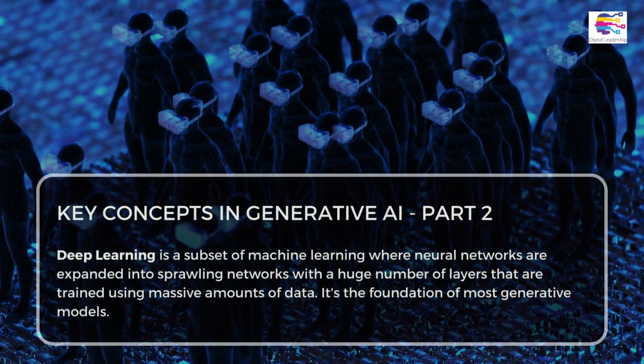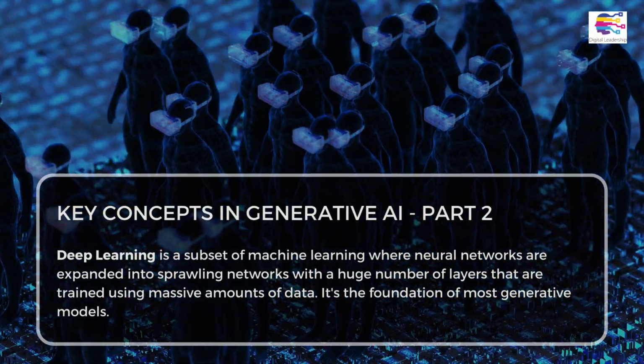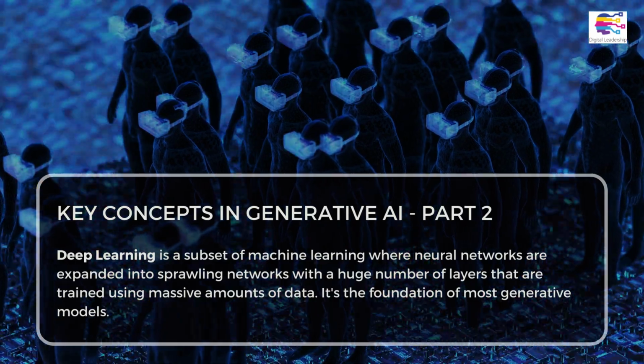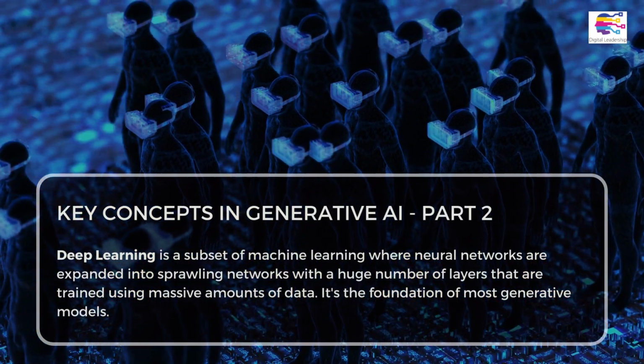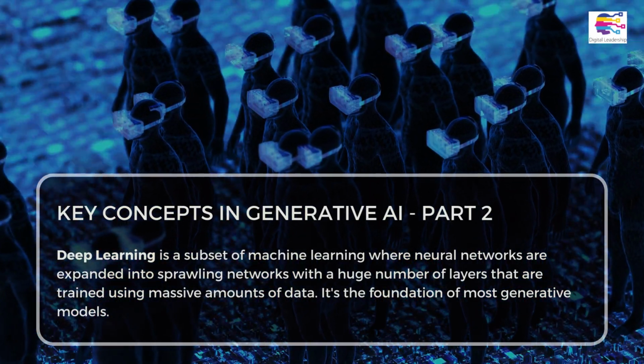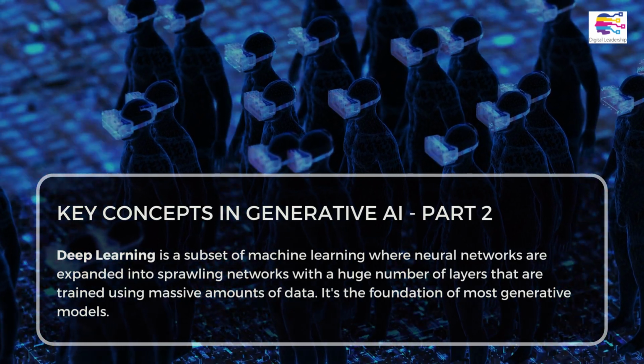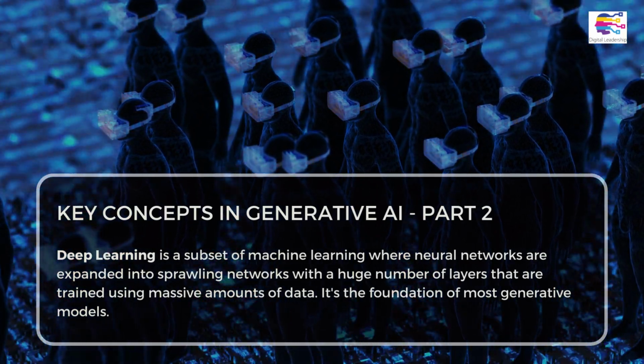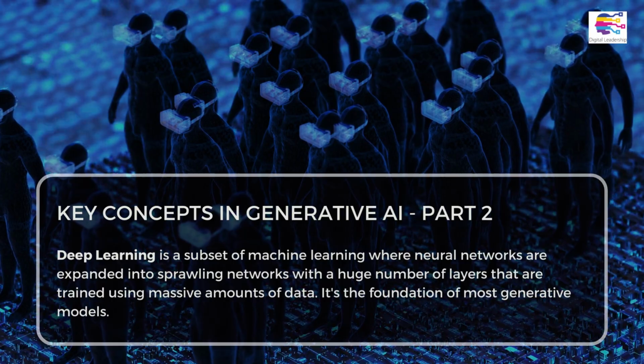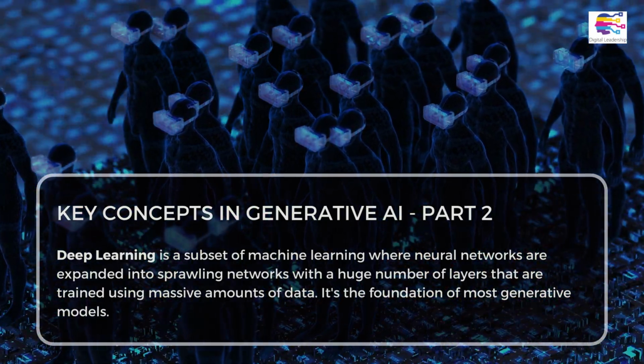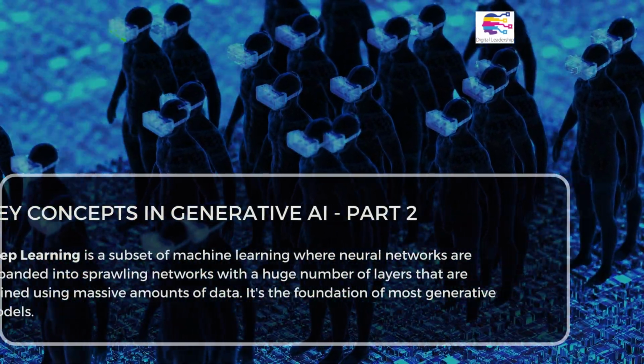Key concepts in generative AI, Part 2. Another important concept is deep learning. Deep learning is a subset of machine learning where neural networks are expanded into sprawling networks with a huge number of layers that are trained using massive amounts of data. It's the foundation of most generative models.